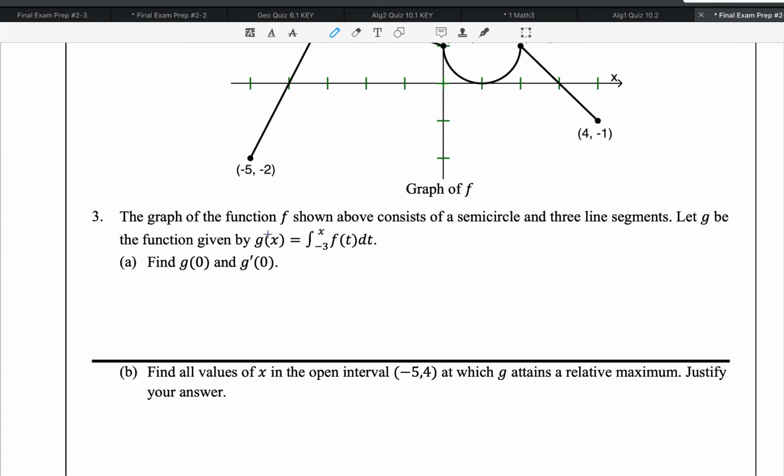Since we're talking about g, this definition of the accumulation integral, just plug in 0. We can say g of 0 is equal to the integral between -3 and 0, I'm just plugging in 0, of f of t dt. And I'm always super formal whenever it's a free response question. I do always write f of t dt instead of just writing f, although I don't think you'd lose any points for not being formal.